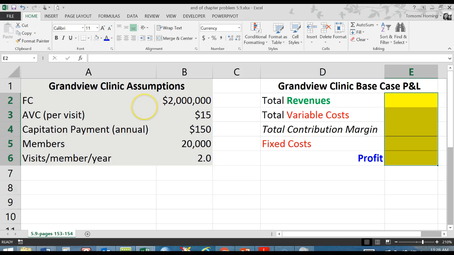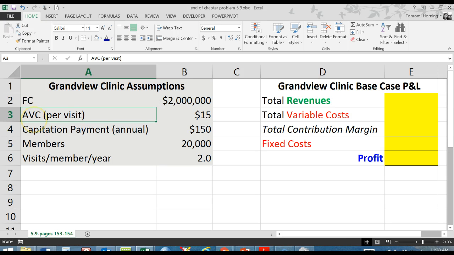So let's move on to the second part of that sentence, which is that Grandview Clinic has an average variable cost rate of $15 per visit. So ABC here represents average variable cost. It's a per visit rate. It's $15. Now remember, variable costs are determined by volume. So if you have one visit, you're going to have $15. If you have two visits, you're going to have $30. So each visit, it takes $15 of cost in order to provide those services.